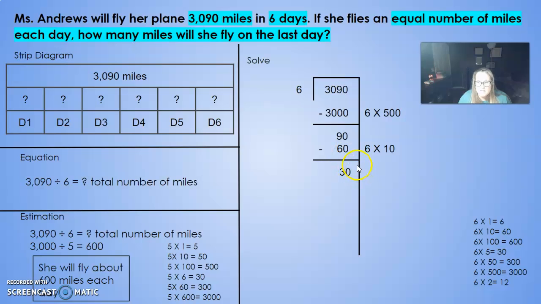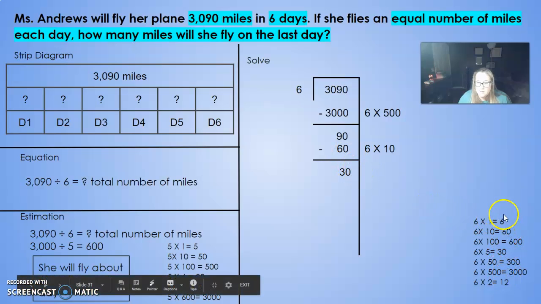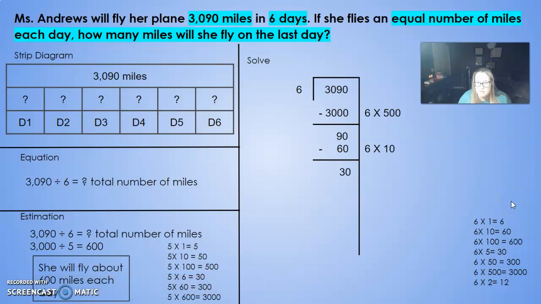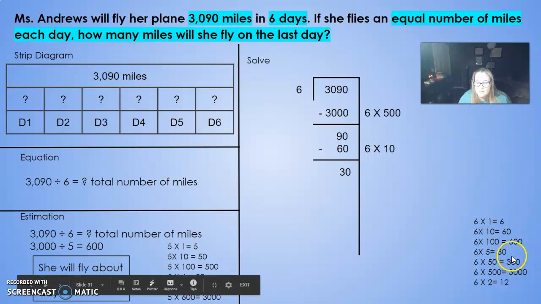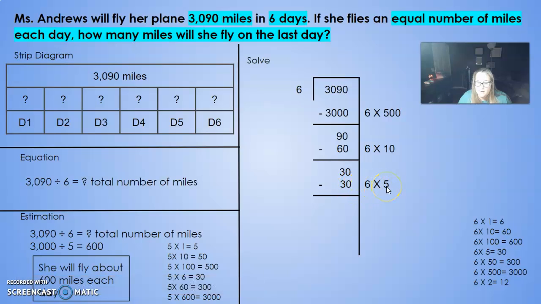And then I'm going to do the same thing again. So I'm going to look over here. Which one is the closest to 30? Ooh, we're so lucky. We get excited. I'm so excited because I actually have 30. So that means that I'm going to write 30, and I'm going to write how I got 30, which is 6 times 5. And when I do 30 minus 30, I get 0, so then I know that I'm done.